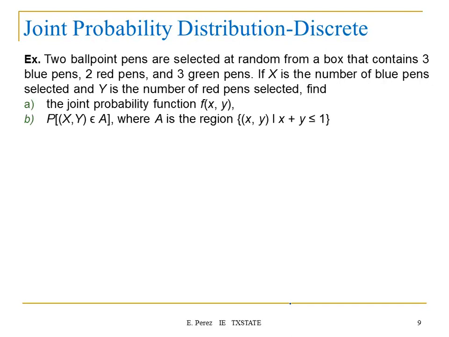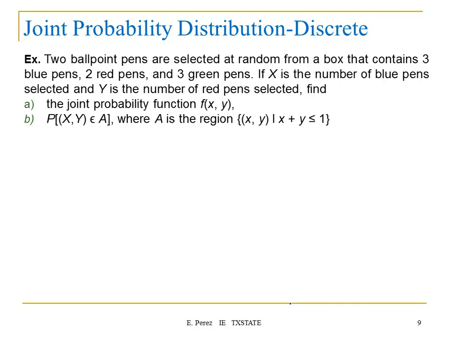Here we have 2 ballpoint pens selected at random from a box that contains 3 blue pens, 2 red pens, and 3 green pens. Then we define a variable x, which is the number of blue pens selected, and we also have y, which is the number of red pens selected. And I want you to find the probability function f of x and y.